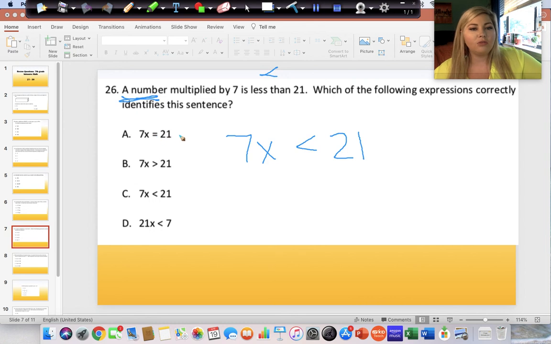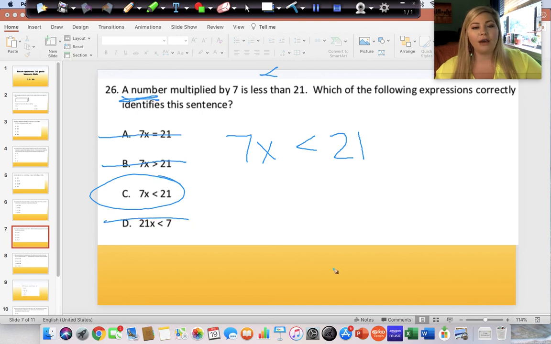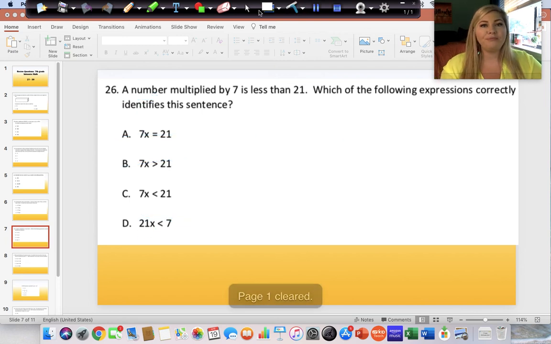Well, it's not equal to 21, so this is out. It's not greater than 21, so this is out. C is actually correct. 7x is less than 21. This says 21x is less than 7, so that's out. So our answer choice here is C.